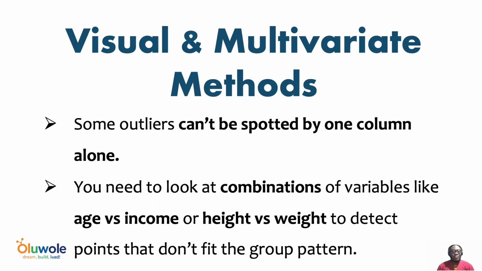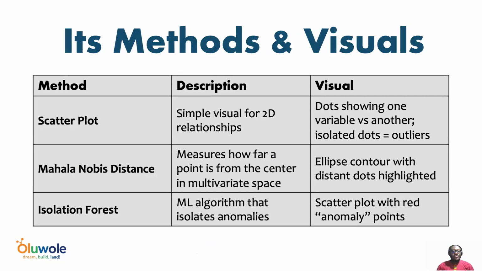Height versus weight to detect points that don't fit the group pattern. So that's what your visual and multivariate method does. So I said, look at the methods. When you talk about methods and visuals, you have to use the scatter plot first. It's a simple visual for a 2D relationship, a dot showing one variable versus another, and an isolated dot is equal to an outlier. So you might need a 2D scatter plot, using two different columns, to be able to know.